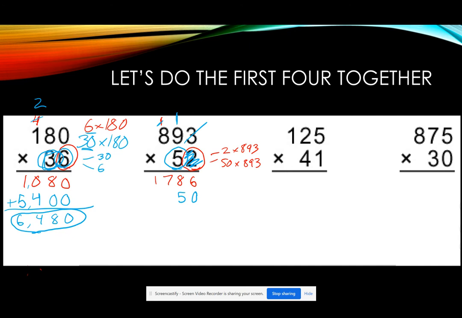We're going to do 5 times 9 to get 45, plus our 1 to get 46. Write my 6 here, done with the 9. And I'm going to carry that 4 from our 46. Now I'm going to do 5 times 8 to get 40, plus that 4 we have up above. So now we have 44. And we have multiplied the 2 by 893 and also the 50 times 893. All right, and we can write our answers right here if we wanted.